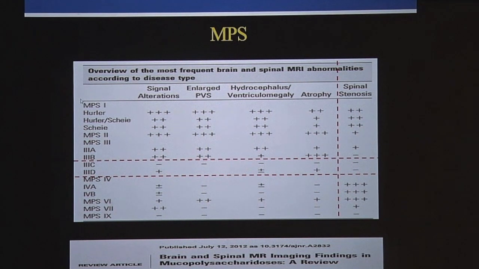So the first three, Hurler, Hunter, Sanfilippo, MPS 1, 2 and 3, have more of CNS abnormalities like signal alteration in the brain parenchyma, prominent perivascular spaces, ventricular dilatation and atrophy, whereas the other subtypes, 4 onwards, would have more of soft bones and hence spinal canal stenosis. They have lesser CNS affection. So just by doing spine X-ray and brain MRI, before you go on to expensive tests, you can try and divide these MPSs.